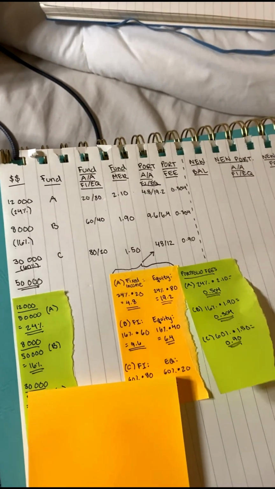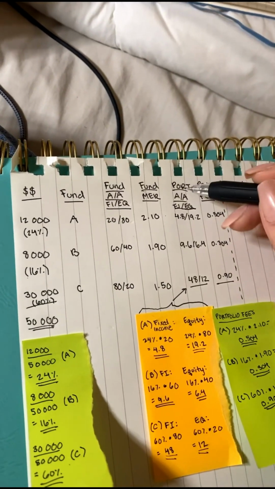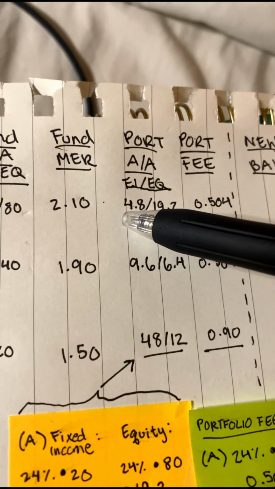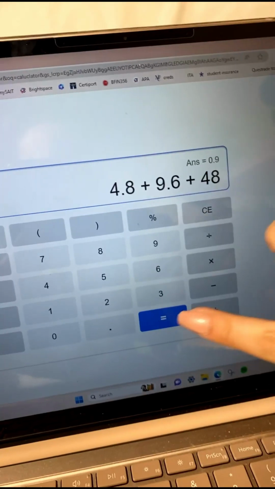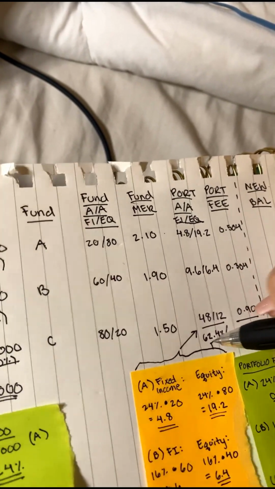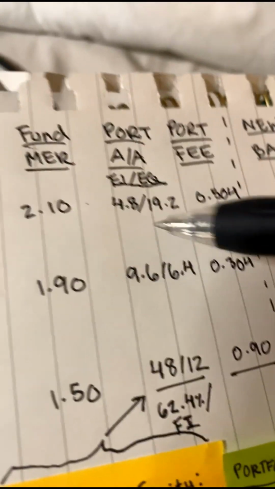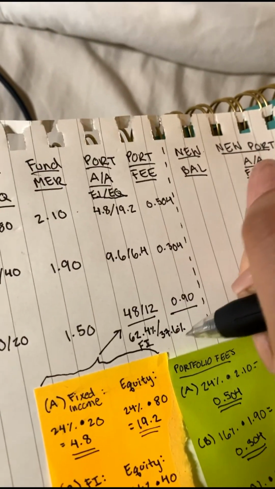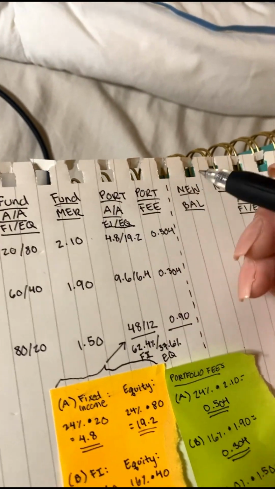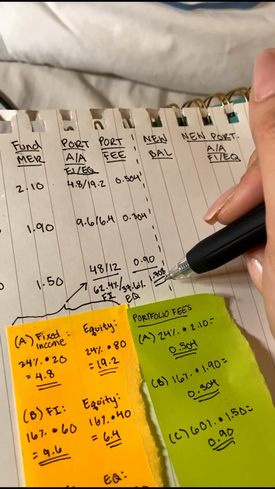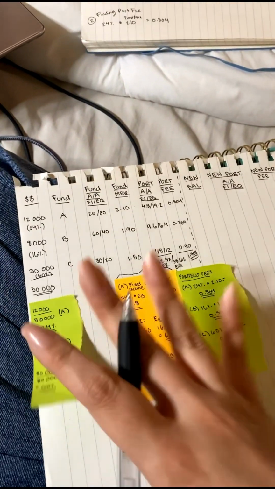Like that. So now you can find the totals for portfolio asset allocation. You can find your total for the fixed income first. You just add up the 4.8, 9.6, and 48. That's 62.4%, so 62.4% of the portfolio is fixed income. And then you do the same thing for the equity. 37.6% is made up of equity in the portfolio asset allocation. And then to get the total portfolio fee, you just add them up. That comes out to 1.708. So this is currently what the portfolio is looking like.